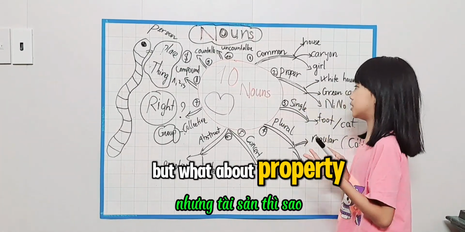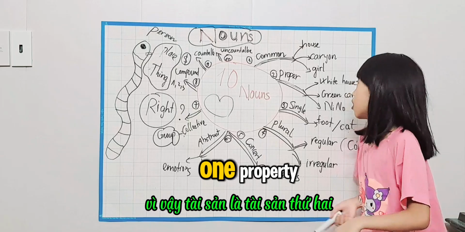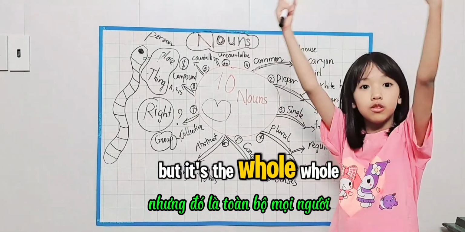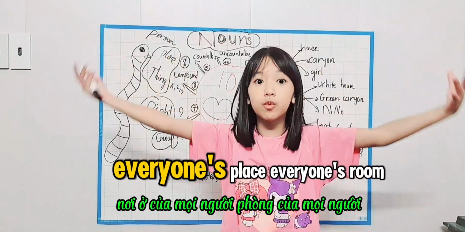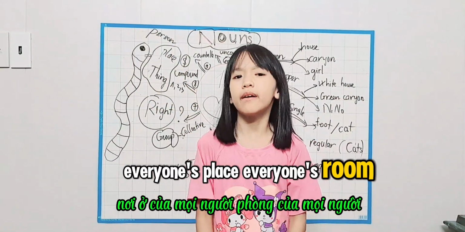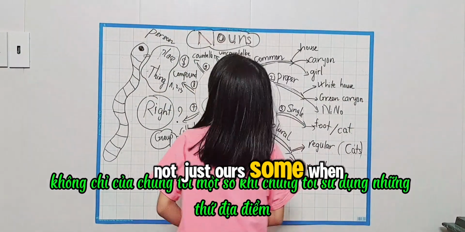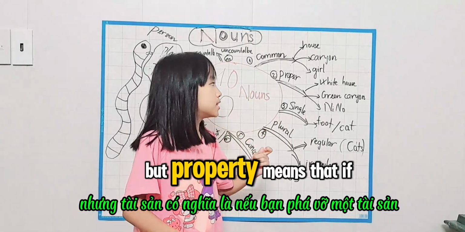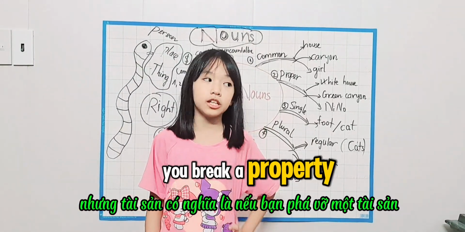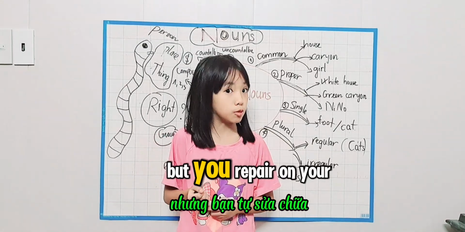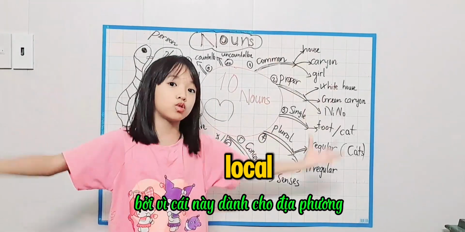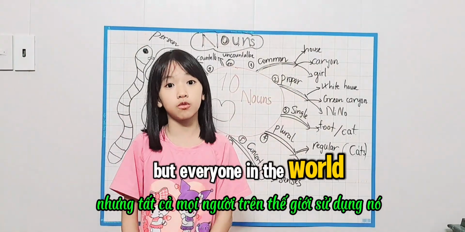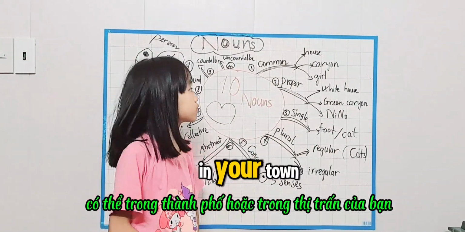But what about property? Property is the second one. Property means that it's not ours, but it's for everyone. Everyone's place, everyone's room, not just ours. When we use place and things, that means the common one, you may know. But property means that if you break a property, you will have to repair it. You repair it on your own because this is for the whole community, not just us, but everyone in the world to use it. Maybe in your city or in your town.